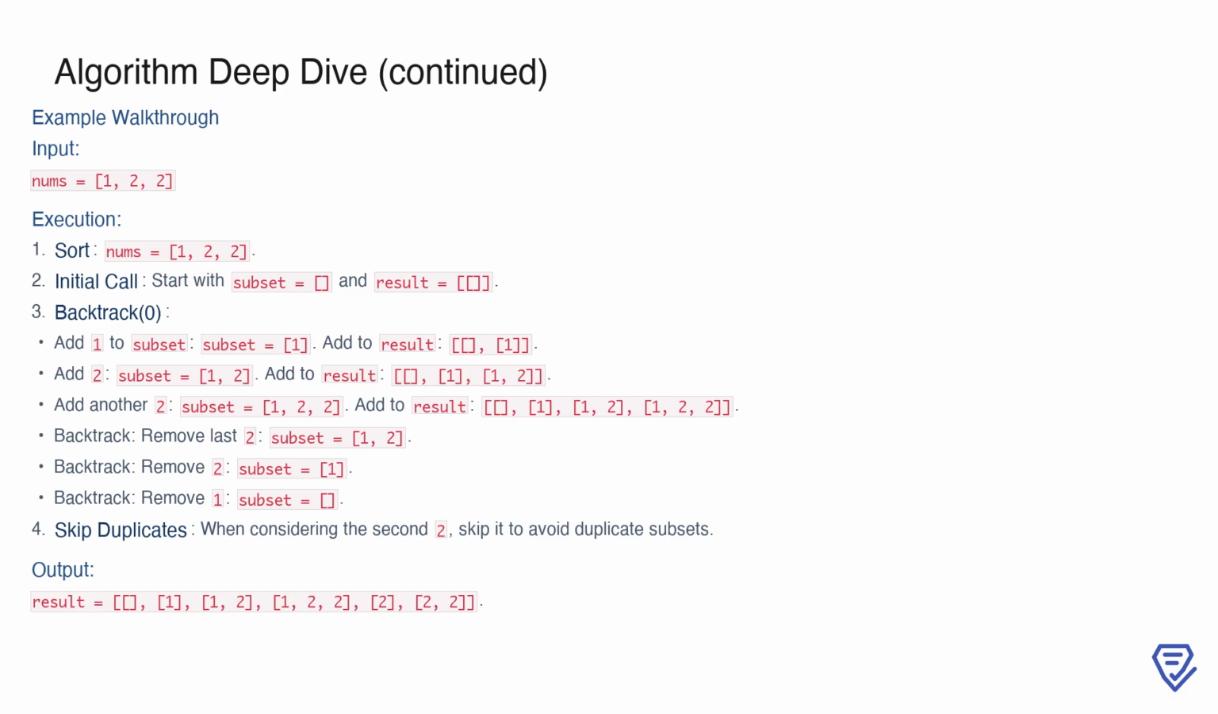At this point, we backtrack by removing elements step by step, exploring other possibilities. When we encounter the second 2 at the same level, we skip it to avoid generating duplicate subsets. The final output is [], [1], [1, 2], [1, 2, 2], [2], [2, 2], which contains all unique subsets. This demonstrates how sorting and duplicate handling ensure correctness and efficiency.